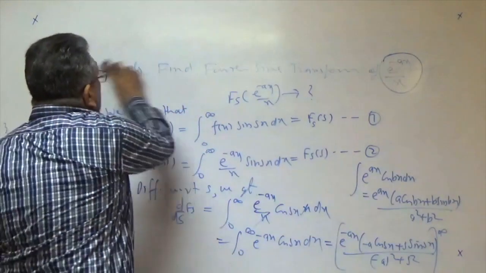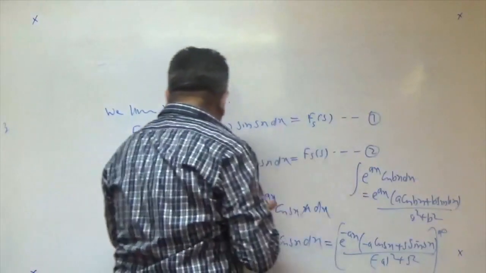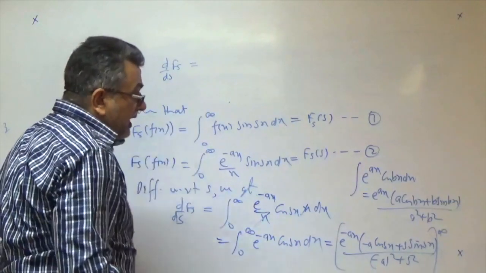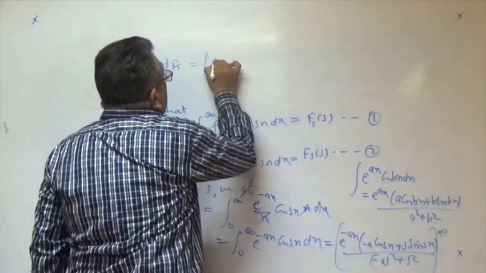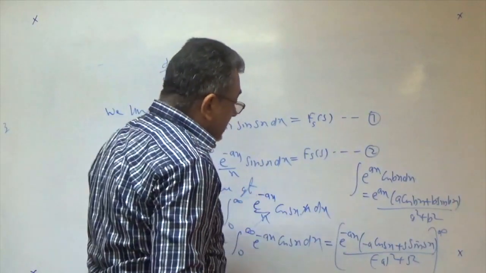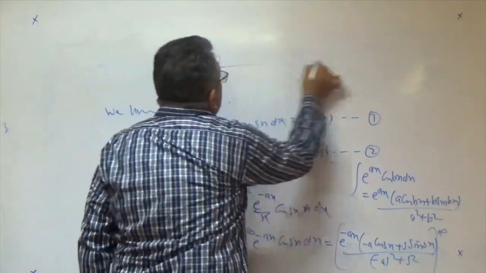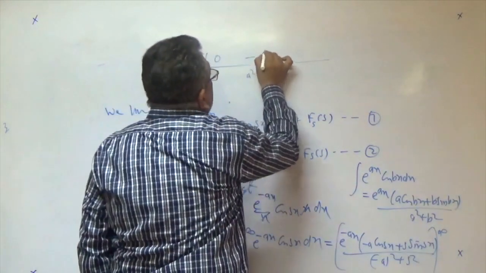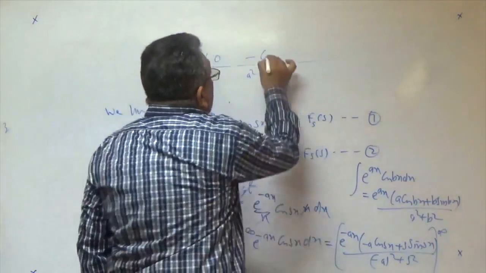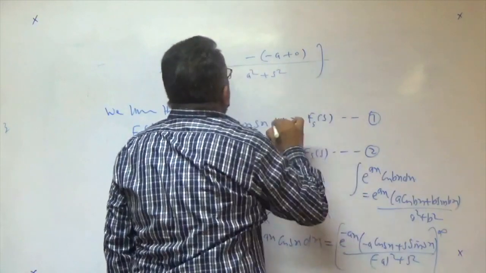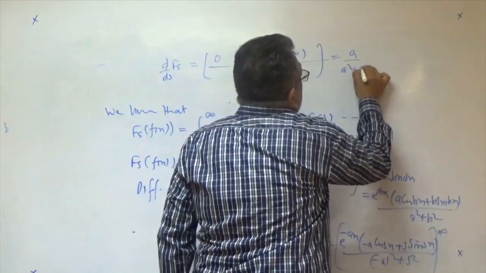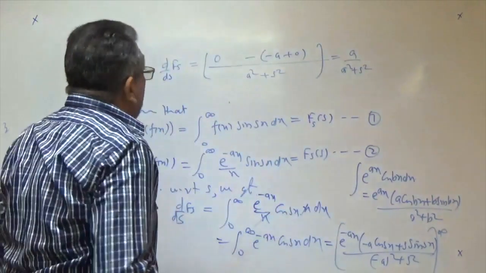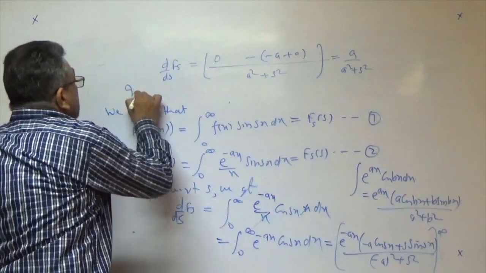Now substitute the upper and lower limits. Then d by ds of F(s) is equal to the right-hand side. If we put the upper limit, the value is 0, because e to the power minus infinity is 0. And this is minus a square, meaning a square plus s square. The upper limit gives 0. For the lower limit, e to the power 0 is 1, that is minus a plus 0. Finally, we get a upon a square plus s square. Now, to find F(s), integrate this.